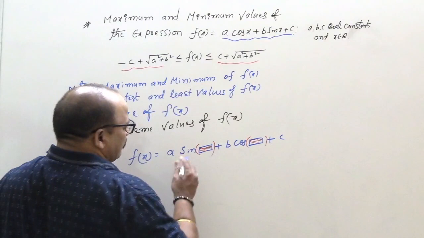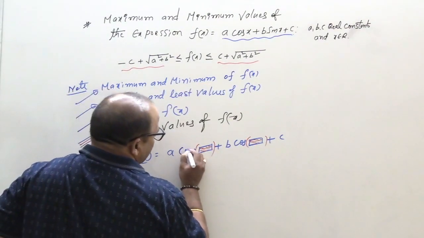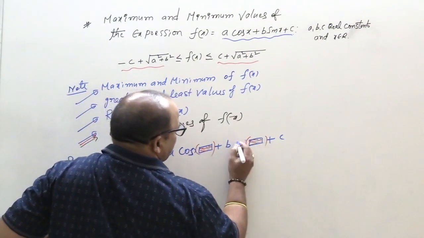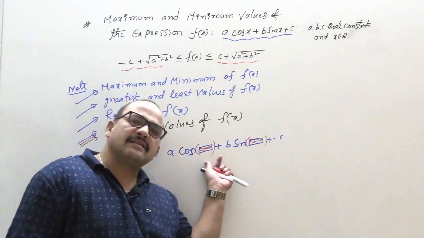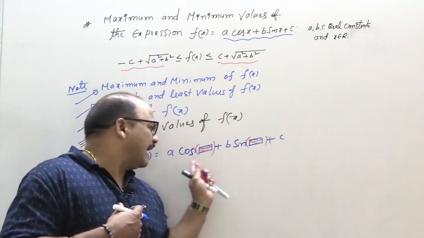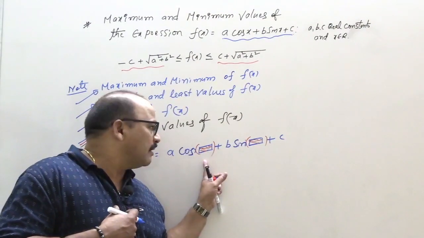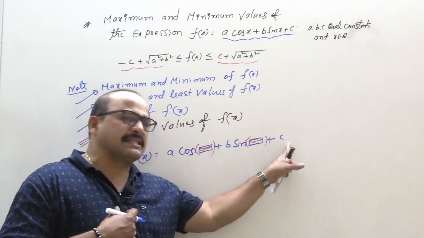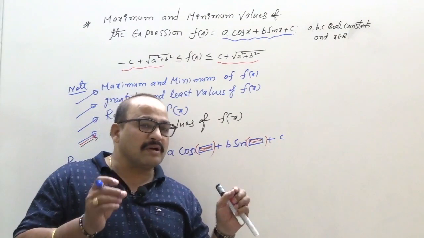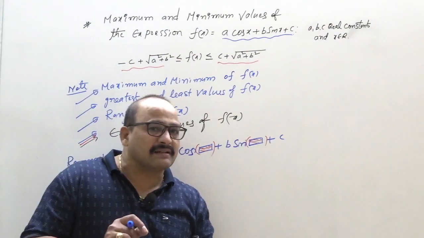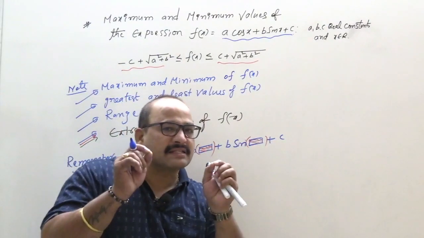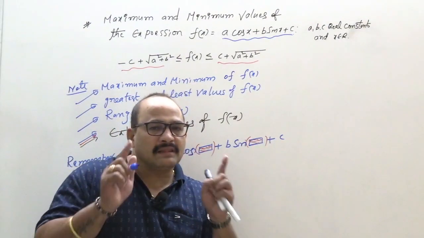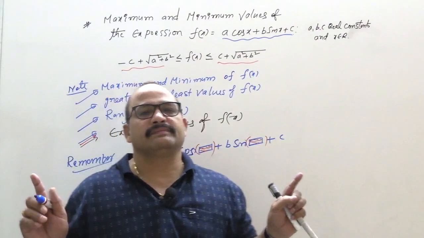a cos of x plus b sin of x, that is not the issue, no problem. So a cos of, say my name is Ravi, a cos of Ravi plus b sin of Ravi plus c. When you are solving problems, check once whether these two angles are the same or not. That is your first duty, students.